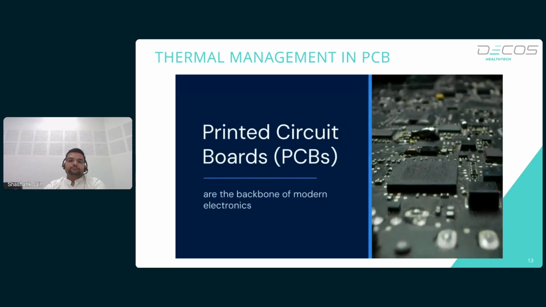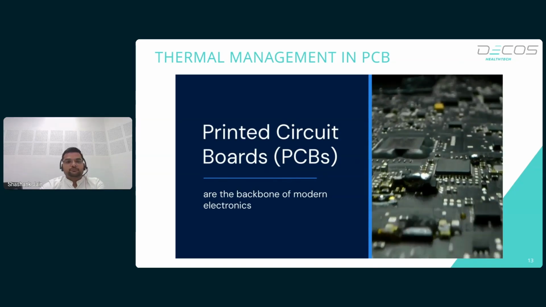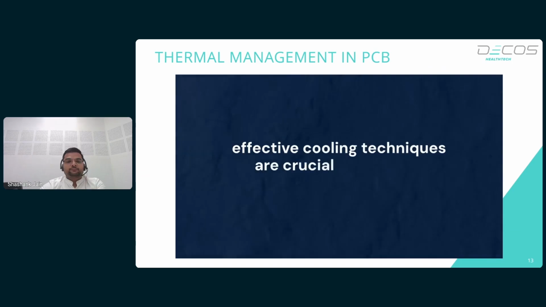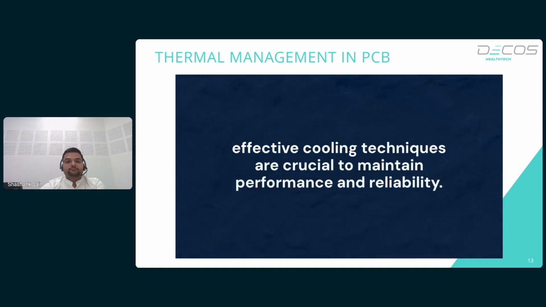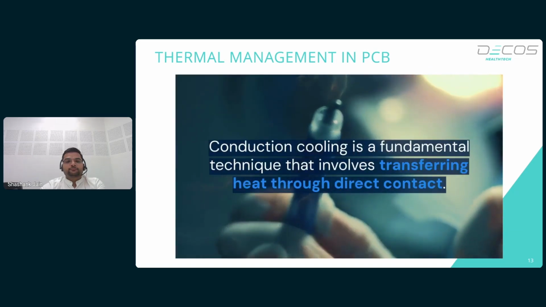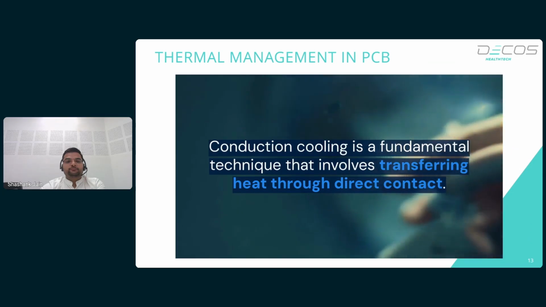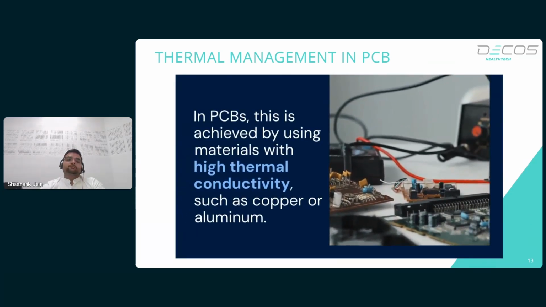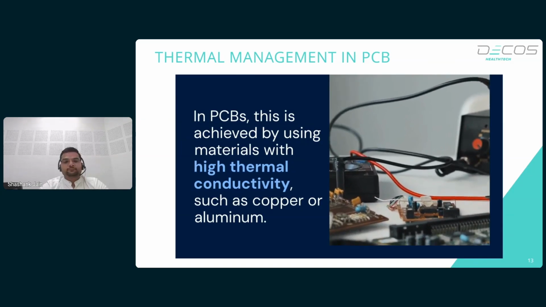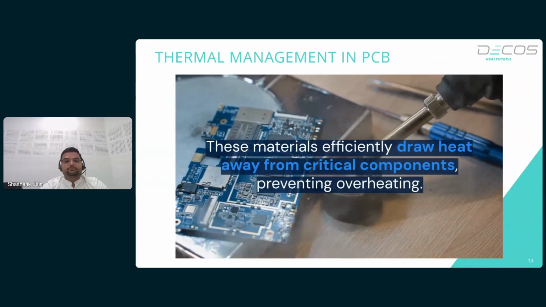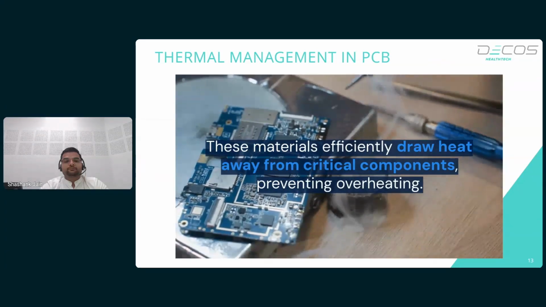Printed circuit boards, or PCBs, are the backbone of modern electronics. As devices become more powerful, effective cooling techniques are crucial to maintain performance and reliability. Let's explore some of the most common and advanced methods for cooling PCBs. Conduction cooling is a fundamental technique that involves transferring heat through direct contact. In PCBs, this is achieved by using materials with high thermal conductivity, such as copper or aluminum. These materials efficiently draw heat away from critical components, preventing overheating.